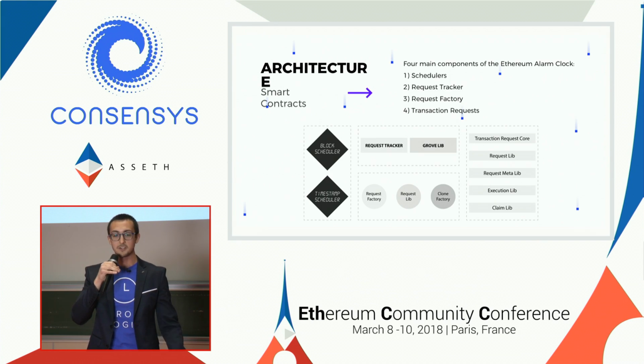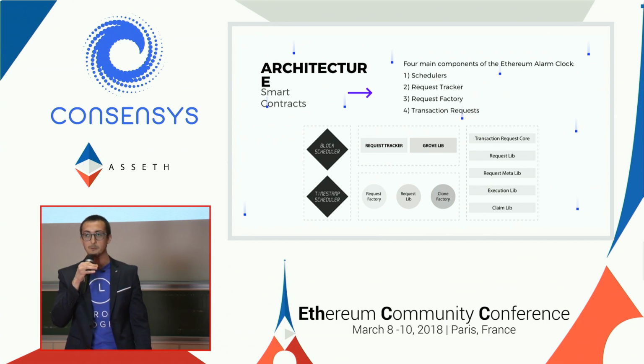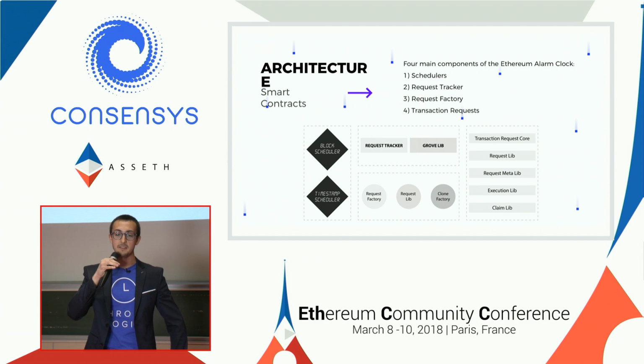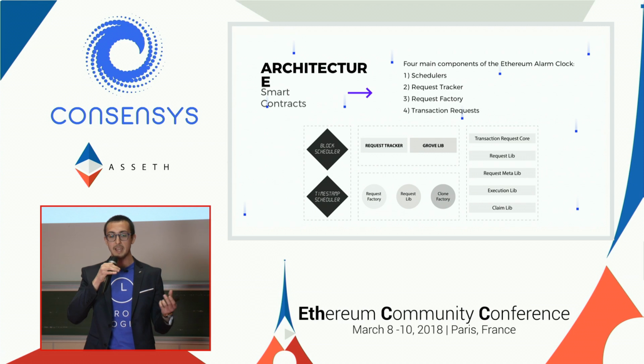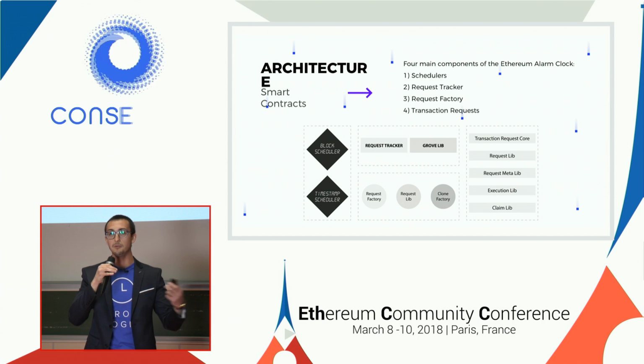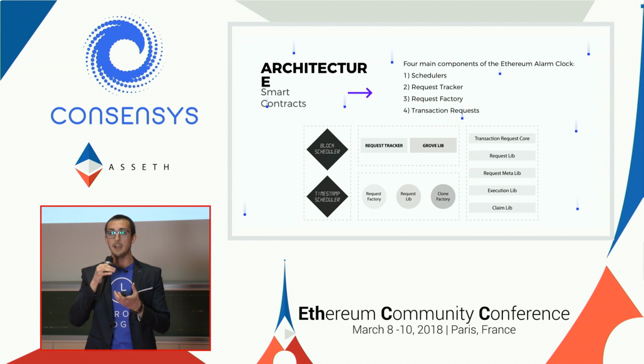So the architecture can be broken down into like 4 main pieces. We have the schedulers, the request factory, the request tracker, and the transaction requests. So the schedulers are the top level entry point. And below that sits the request factory, which actually deploys the new contracts. And the request tracker keeps all of the addresses in storage. So this is a way we can keep everything on chain. And even though we have off-chain executing clients, they're always querying the request tracker to see what's stored.